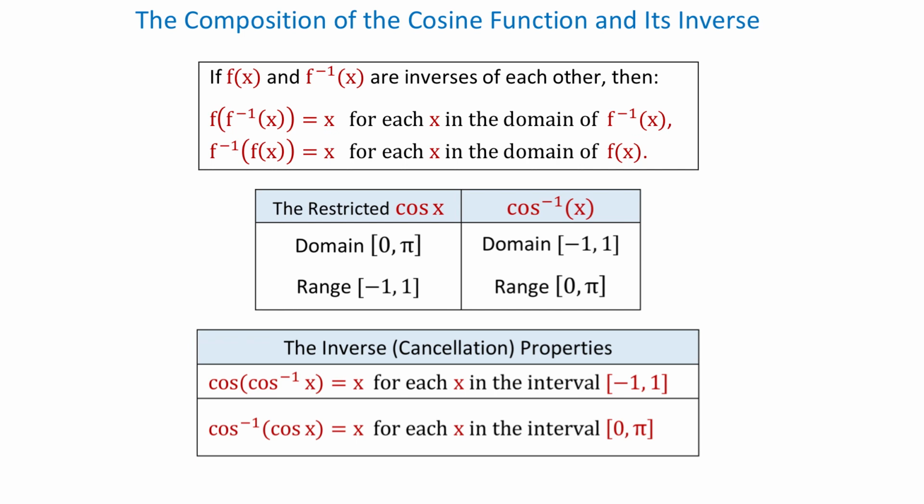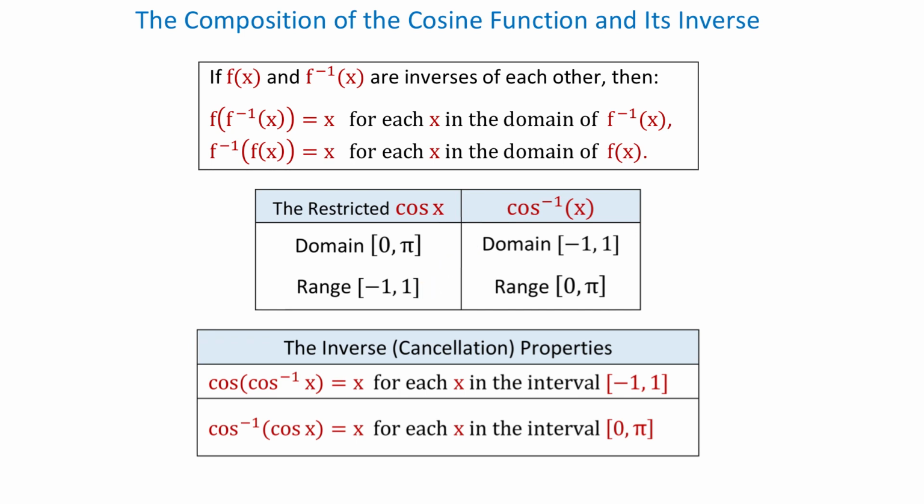The domain of the basic cosine function is any number from negative infinity to positive infinity. However, for the composition of the cosine function and its inverse, we need to use the restricted cosine function that has the domain from 0 to pi. In the first column of this table, we have the restricted cosine function with the domain and the range, and in the second column, we have the inverse cosine function with its domain and the range. And because these two functions are inverses of each other, their domain and the range are interchanged.